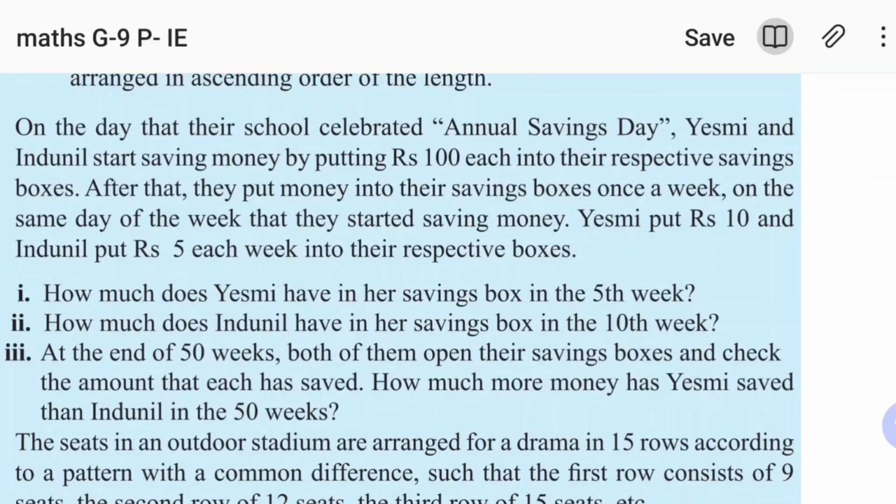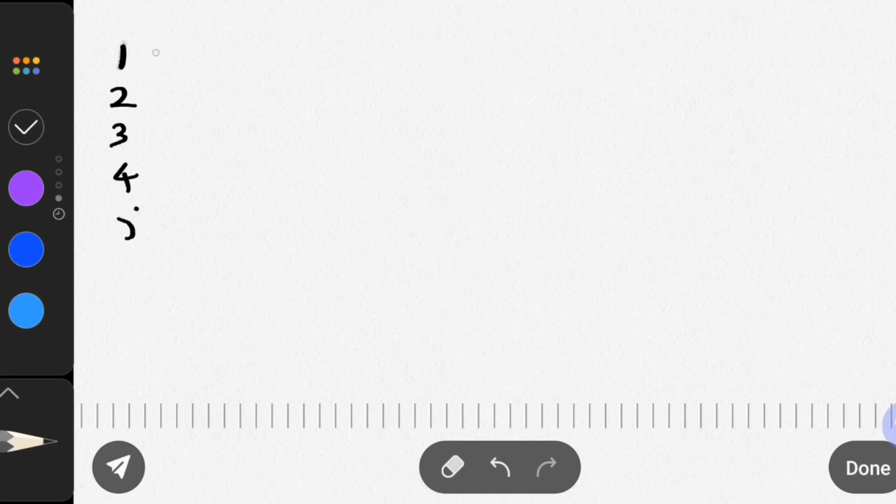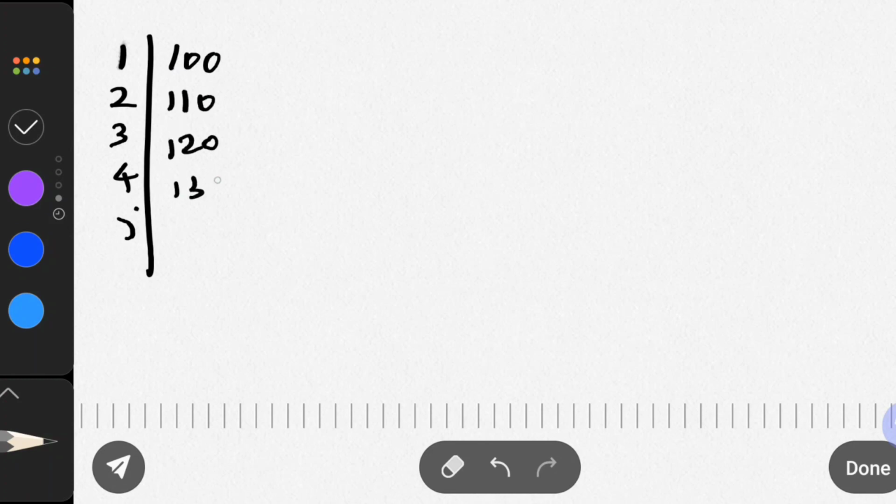So let's look into this. It's quite easy. Let's first look at Yasmi's account, right? In the first week, second week, third week, fourth week, and fifth week, Yasmi will have 100, and then she will have 110, 120, 130, and 140, because she adds 10 rupees every week, right? So her savings at the end of the fifth week will be 140.